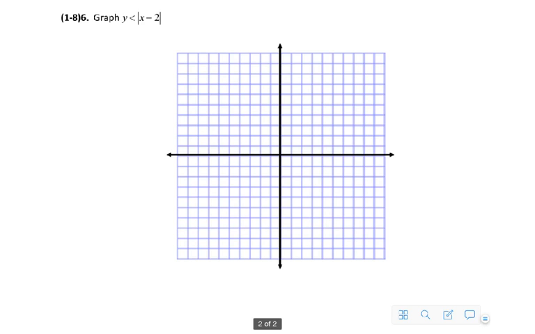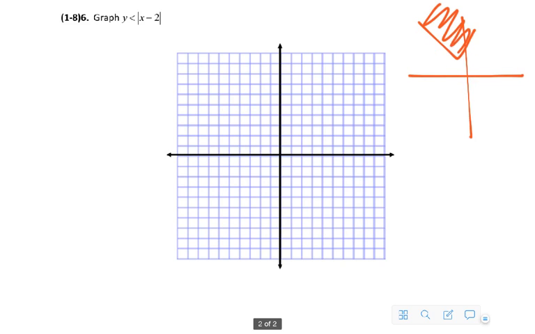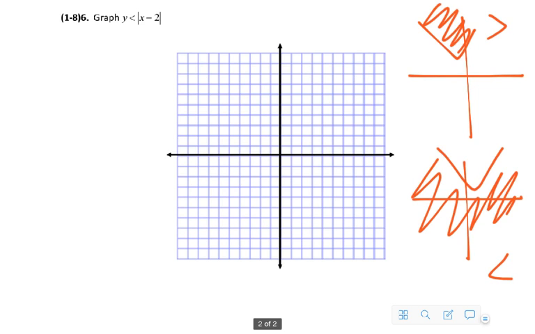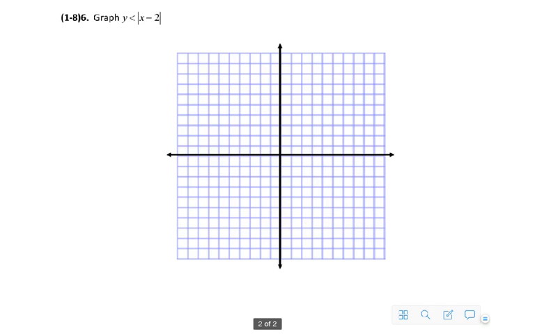Absolute value graphs, the ones that have the absolute value bars, when you graph them will always be a V. Since inequalities are the problems that get shaded, how do you know when you graph a V where you shade? Well, you're either going to shade inside the V or outside the V. Usually it's inside the V if you have the greater than symbol, and it's going to be outside the V if you have the less than symbol. All right, so let's graph this V.